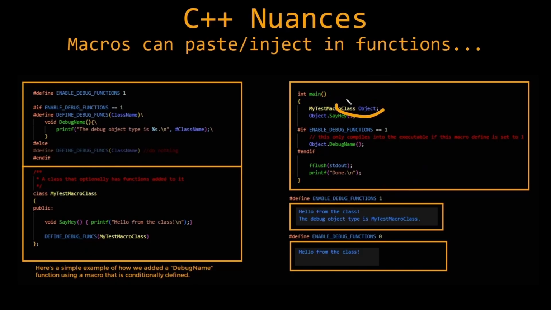And so in main here, I make an object type, call the say hey function, and I say if the debug functions are enabled, call the debug name. And you can see if it's enabled, I see the hello, and I also see this debug func with the type name. If it's disabled, I only get the first thing. So that's how macros can be used to copy paste functions into types.